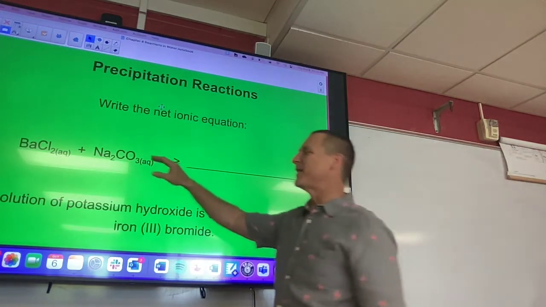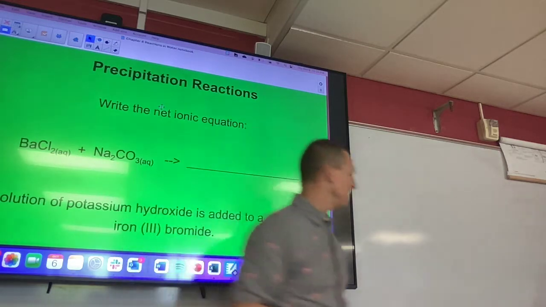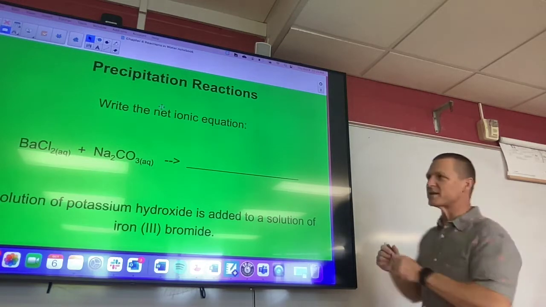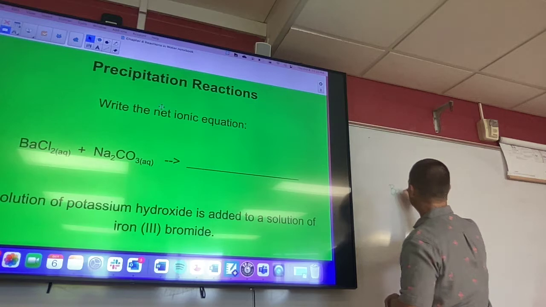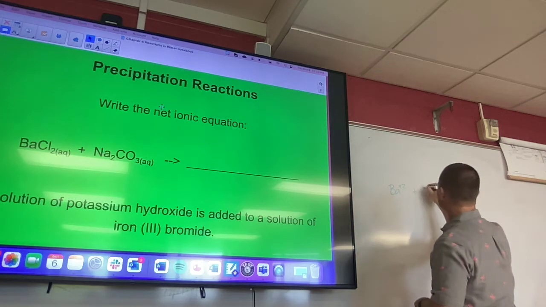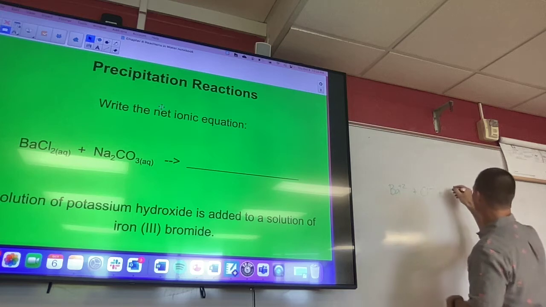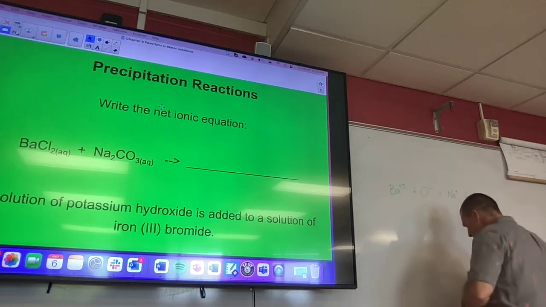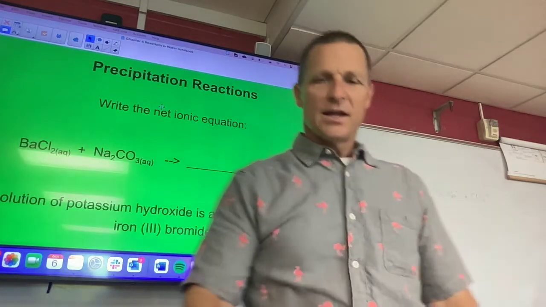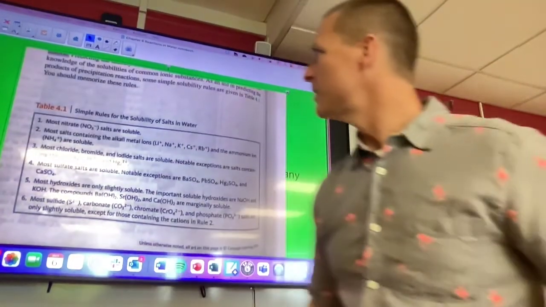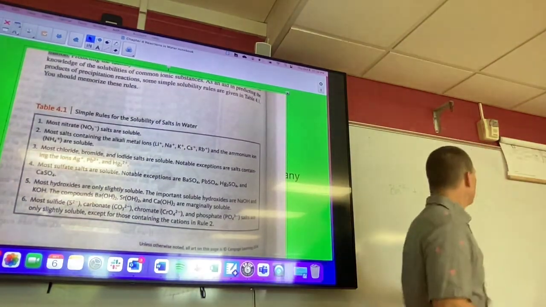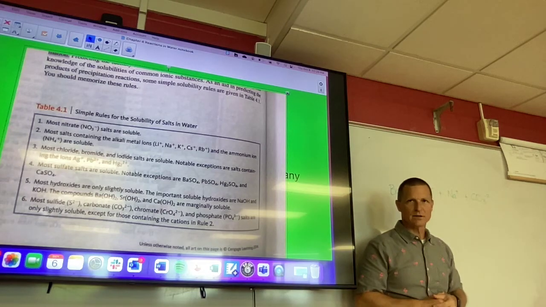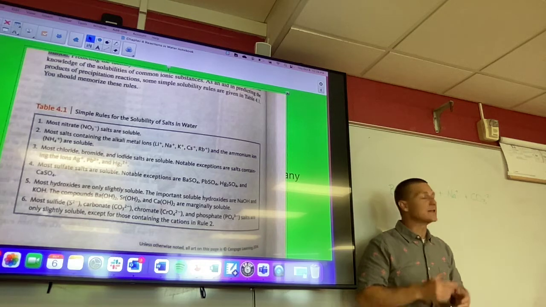So anyway, we're talking about writing the net ionic equation. We have this first reaction. And what I suggest that you do is just write out for yourself what are the ions that are present. So we have barium ions and chloride. And then we have sodium and carbonate. So among this set of four ions, using this set of solubility rules, is there a combination present that you would expect to form a precipitate? Yes, and why?